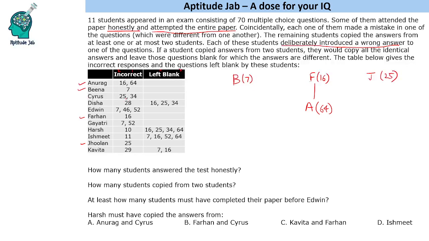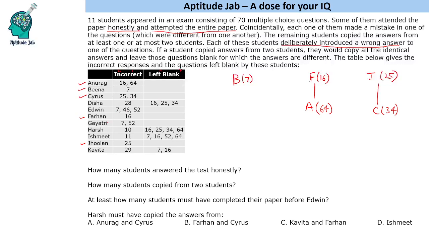Similarly, Cyrus 25 and 34. Now Cyrus must have copied from Jhulan. So Cyrus gave wrong answer to question number 34. Now Disha has left some answers blank. So that means she must have copied from multiple people. Then we have Edwin. Edwin has three answers incorrect. So that means Edwin did not copy from these people directly, because otherwise he will have only two incorrect, one for himself and one he copied from someone.